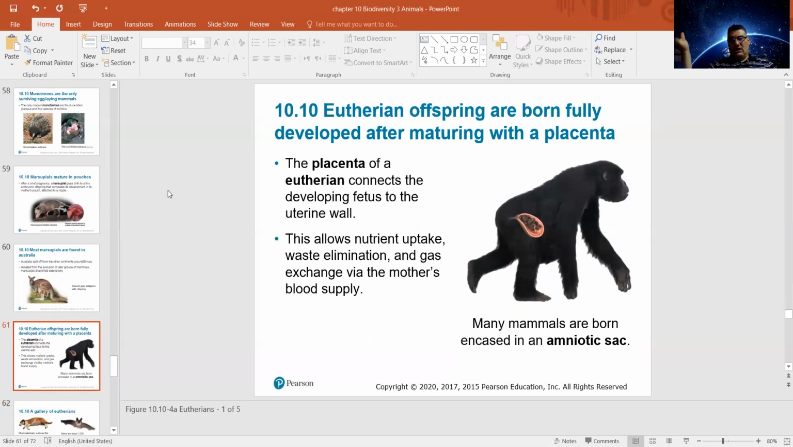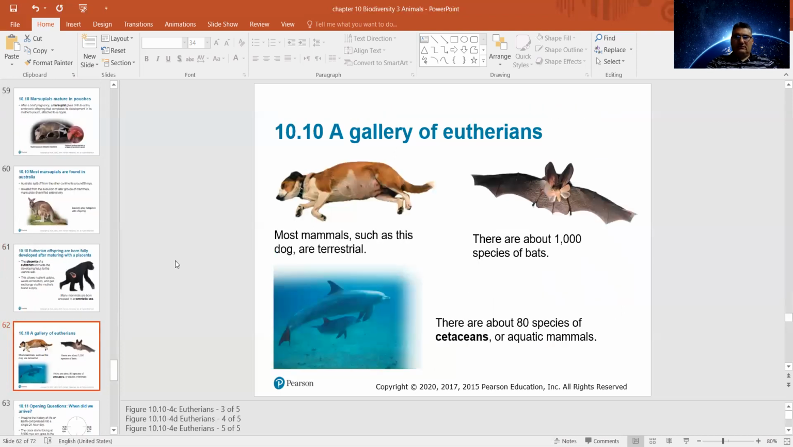unlike the marsupials. And the placenta connects the fetus to the uterus, the uterine wall. And obviously, because of that placenta, like here, this placenta is the thing that takes the oxygen and the nutrients to the embryo, and it takes away carbon dioxide and waste products from the embryo to the mom. So anything that has a placenta, we call it Eutherian.